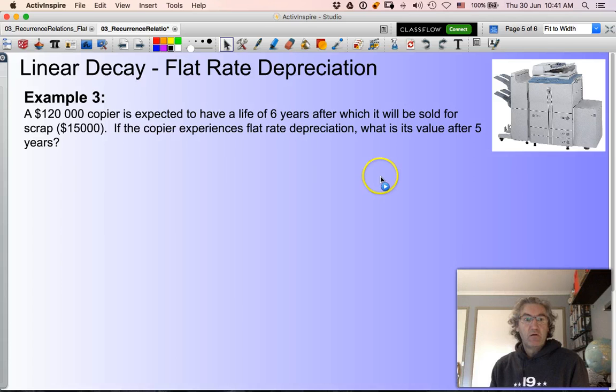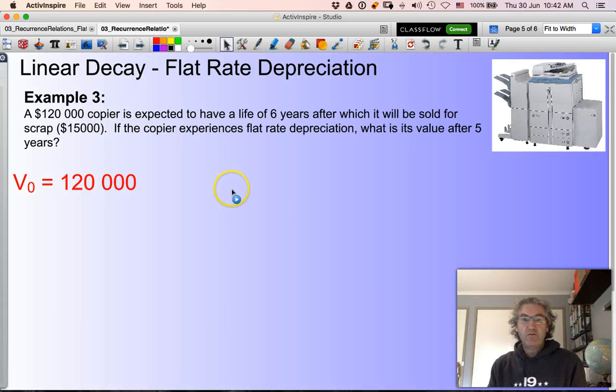Here we go. A $120,000 photocopier is expected to have a life of 6 years, after which it will be sold for scrap. And I've given you a value of $15,000. Now, if the copier experiences flat rate depreciation, what is its value after 5 years? So, in other words, we know that we're going to have an initial value of $120,000, and it's going to keep going down in value by the same amount because it's flat rate depreciation, and we want to keep going until we get to about 15,000. Once we get to 15,000, that's pretty much where we'll stop.